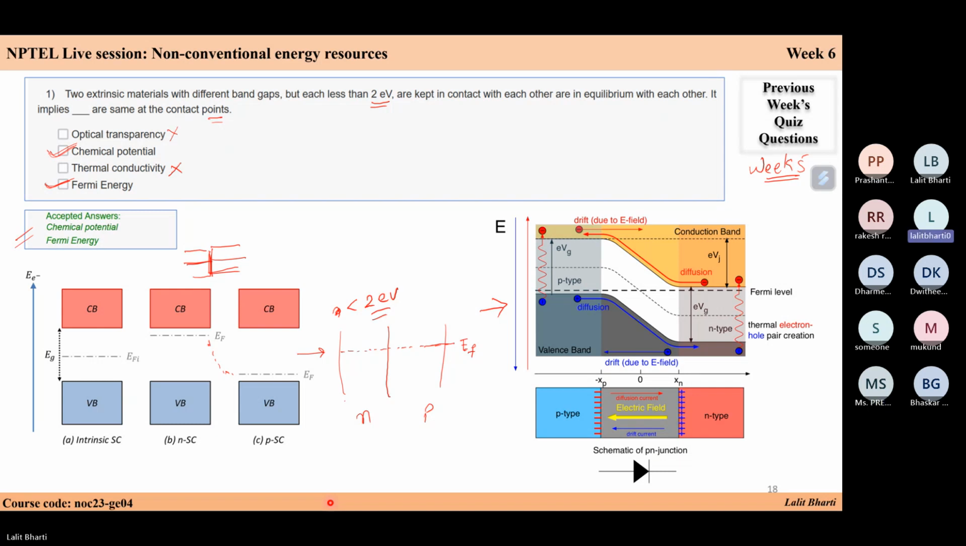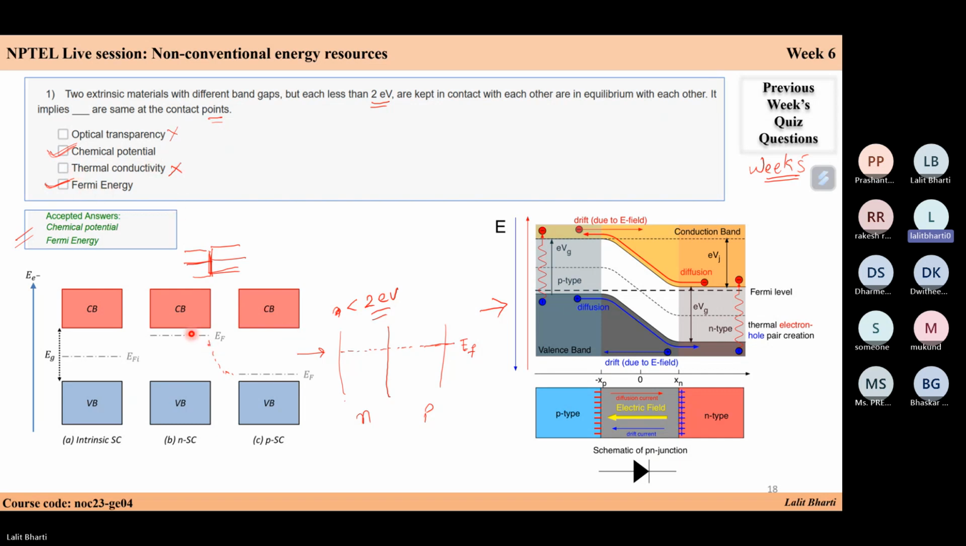Okay, sir. So this question is again from the last week 5 discussion. So we have two extrinsic materials with different band gaps, but each less than 2 electron volt. Means they are saying that these are semiconductors, kept in contact with each other, in equilibrium with each other. So it implies blank are same at the contact points. So what will be same at the contact point? Optical transparency, chemical potential, thermal conductivity, or the Fermi energy.